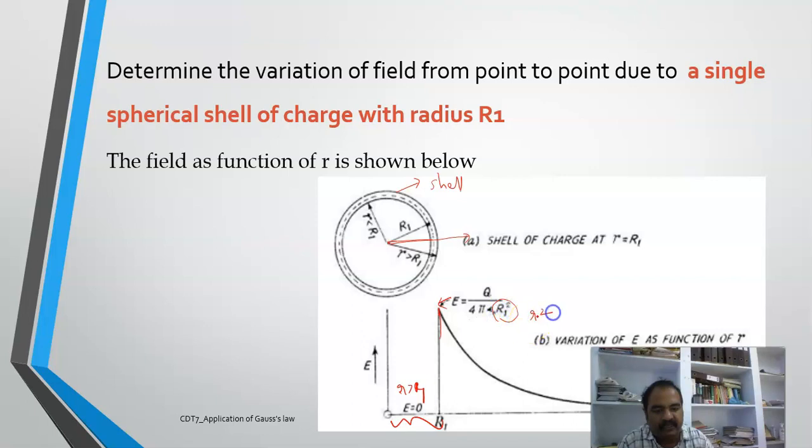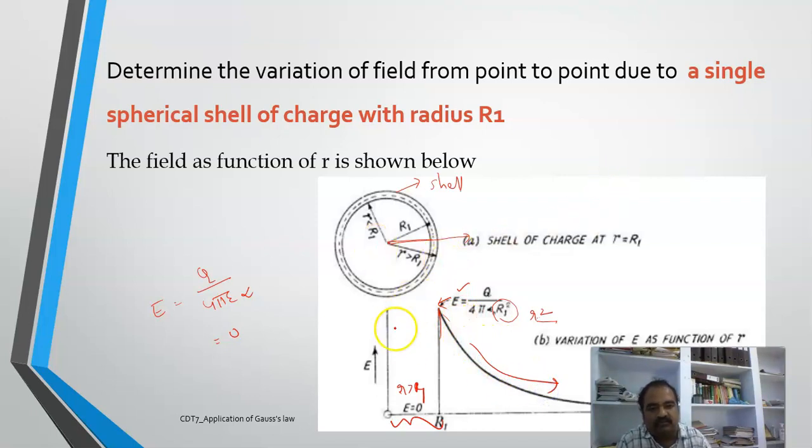I will be getting R square, right? If this value goes on increasing, then this value will be decreasing. And if I go to infinity, so what is my Q by 4 pi epsilon infinity? So it will become 0. So that's why the electric field will be decreasing in this fashion.